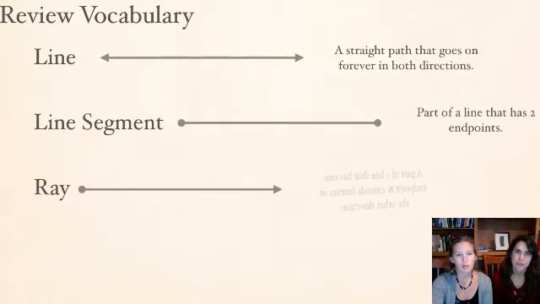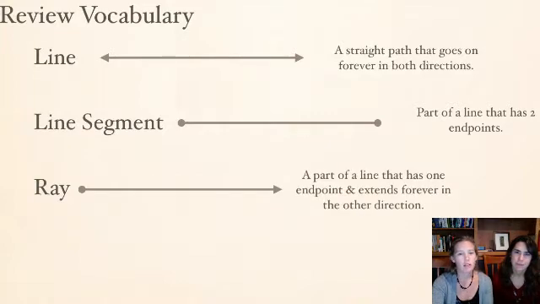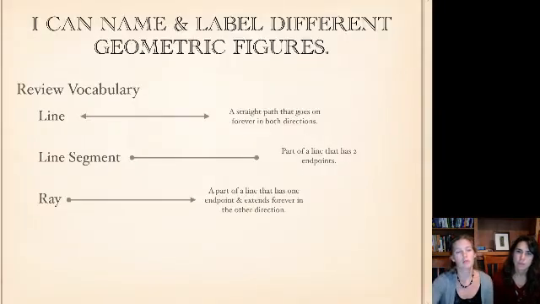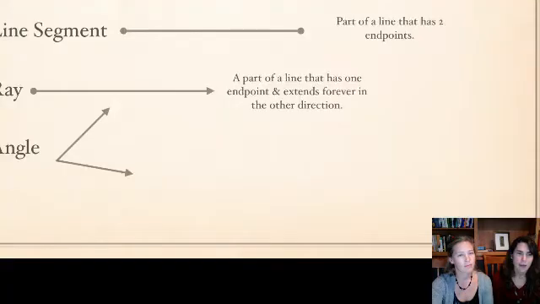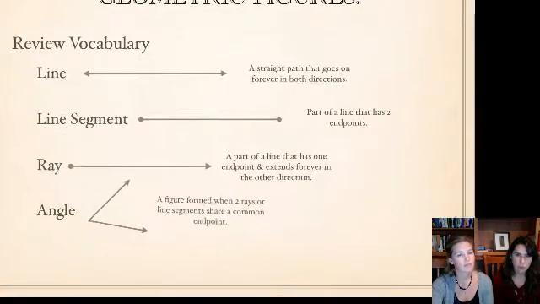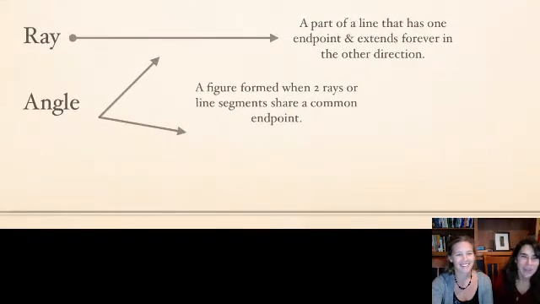All right, a ray. A ray is sort of a mixture of the two. It starts out with an endpoint, like a line segment, and then it keeps going forever in the other direction, forever and ever, like a line. All right, and the next one is an angle. It's really two rays put together.